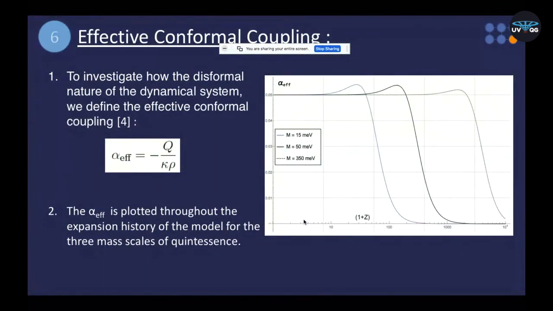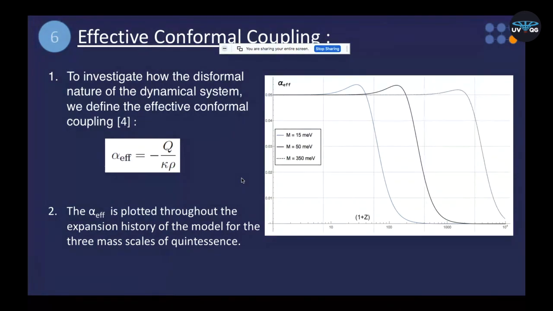Now, because in the early universe we see that the disformal couplings are important, we try to investigate the disformal nature of the dynamical system by defining an effective conformal coupling. This was done in this reference paper, which is defined as this. And we plot alpha effective throughout the expansion history of the model for the 3 mass scales.